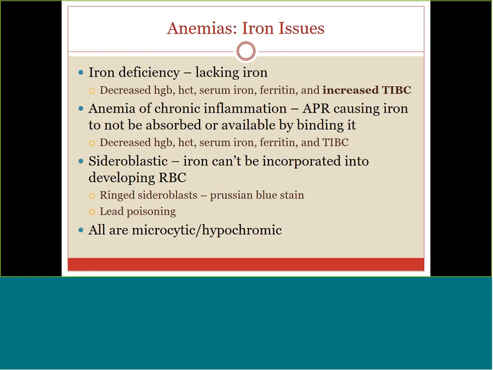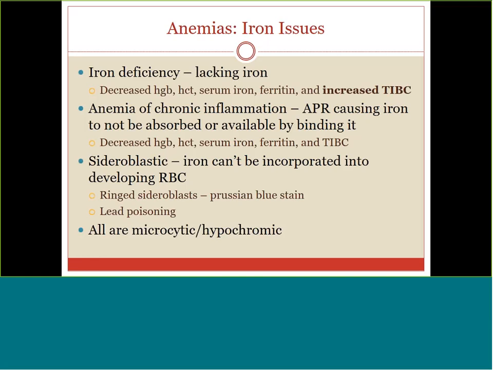So again, you will see a low serum iron because you just don't have it floating in the blood, since it's being bound. Your ferritin is a little tricky on this one. Ferritin can either be low, normal, or high. The reason is ferritin is an acute phase reactant protein, so it does respond to inflammation. And so it can be high because it's responding to that, or it can be normal. And then the key is a low TIBC. That TIBC really helps separate between iron deficiency and anemia of chronic inflammation.